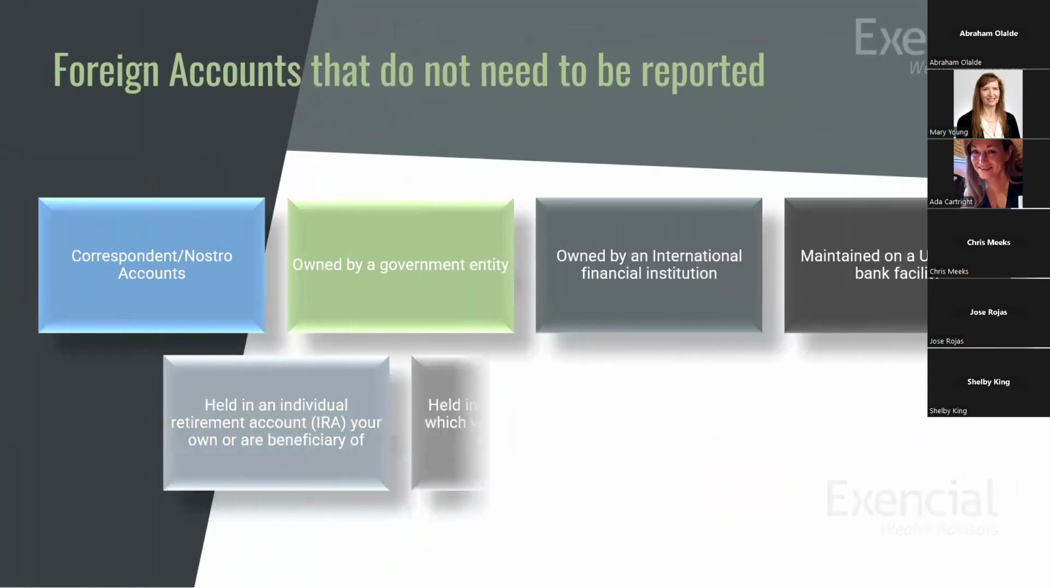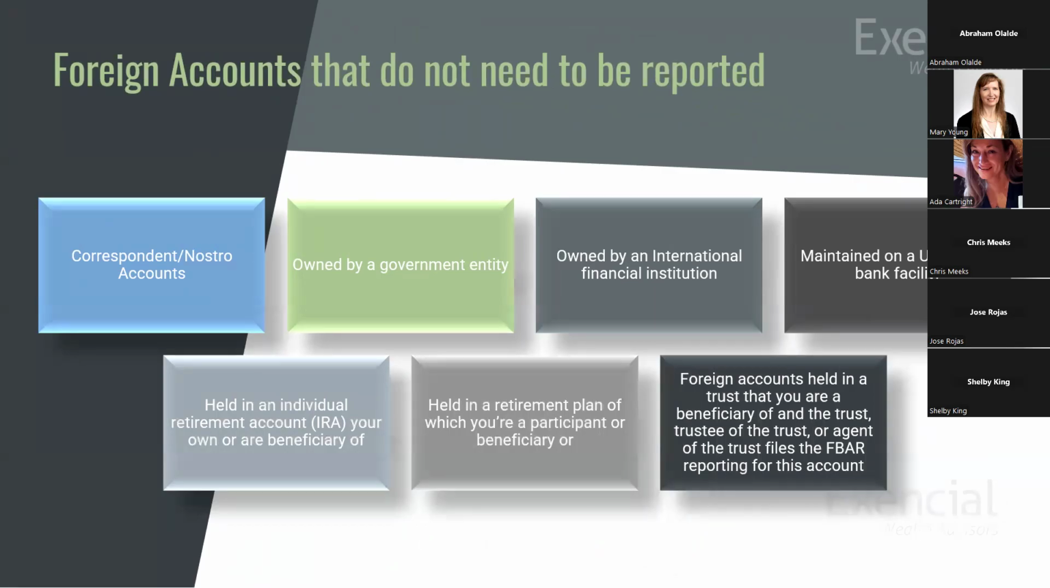Foreign accounts that do not need to be reported. We have correspondent or nostro accounts. Correspondent banking refers to the provision of banking services by one bank to another bank, and a nostro account means an account held by a bank in a foreign currency at another bank. Accounts owned by government entities are not required to file. Also, accounts owned by international financial institutions, maintained on a U.S. military bank facility, held in an individual retirement account, IRA, held in a retirement plan of which you are a participant or beneficiary, and foreign accounts held in a trust that you are a beneficiary of, where the trustee or agent of the trust files the FBAR reporting for this account.